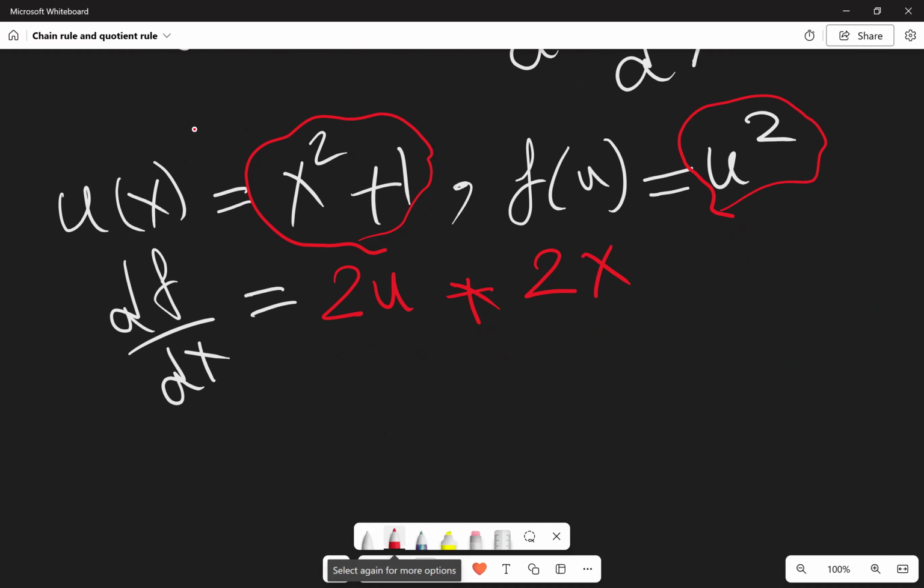Then we want the derivative of f as a function of x, so we need to substitute every u that we have with x. So u is equal to x squared plus 1. So the final version of the derivative is going to be 2 times x squared plus 1 times 2x.